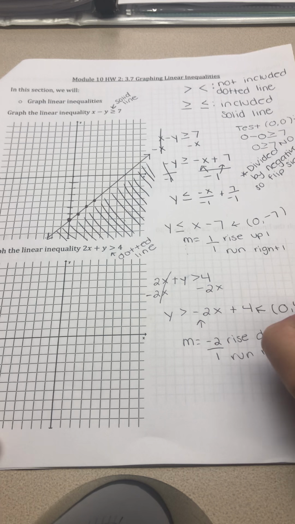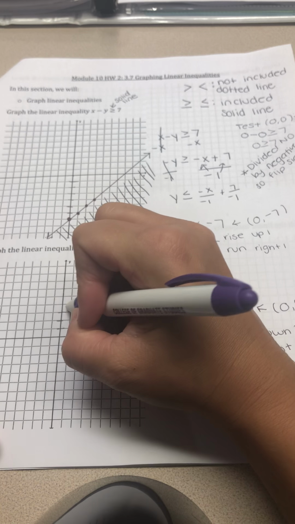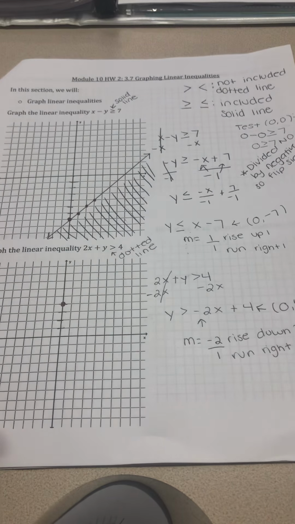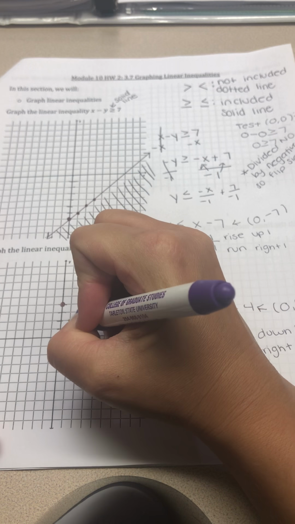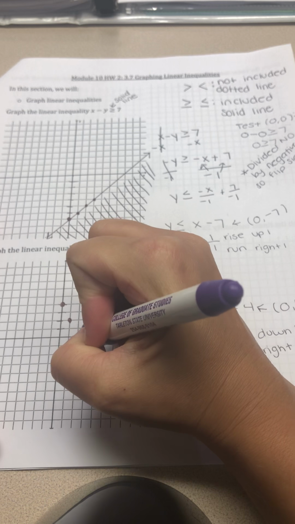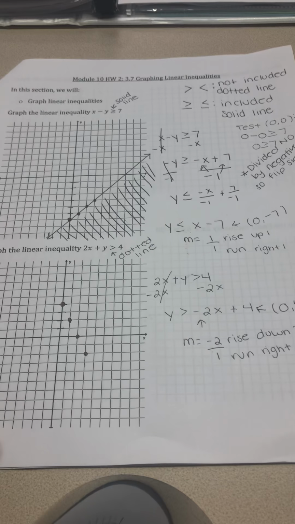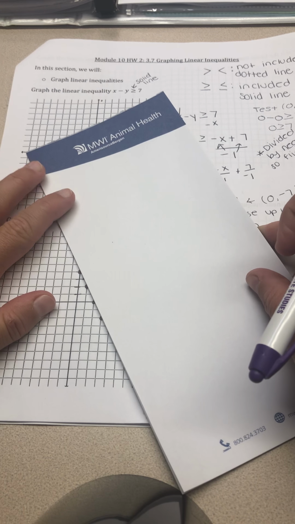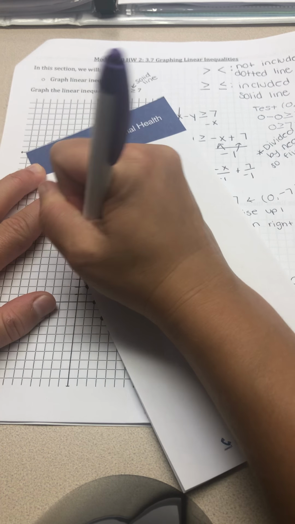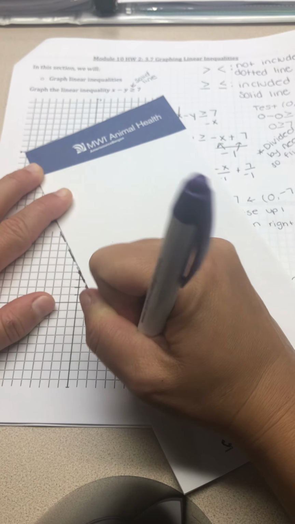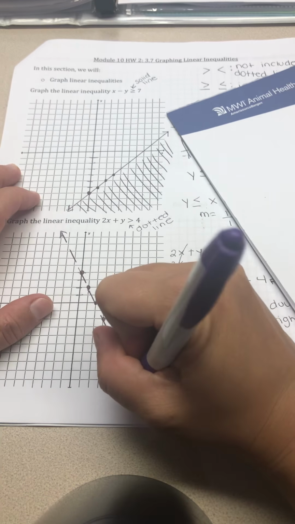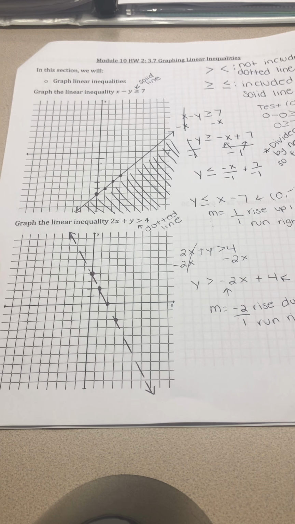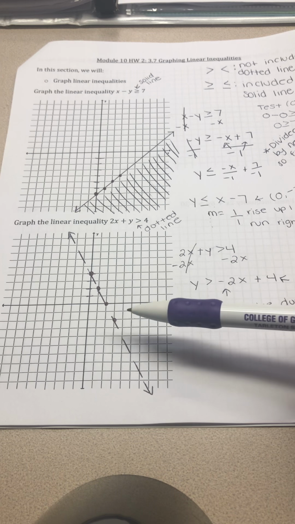From our starting point of over 0, up 4. So over 0, up 4 is our starting point. From here, we're going to go down 2, right 1. Down 2, right 1. So there's a couple points that help us to graph it properly. So now, like we said, a dotted line to show that these points are not included. Mine's more like a dashed line, but you get the point. A dashed line, a dotted line. In my math lab, it has the option of solid or dotted.